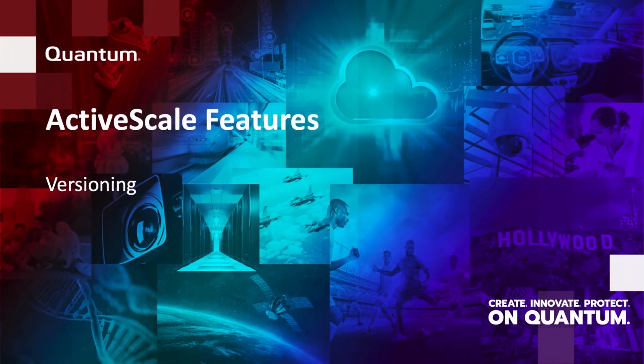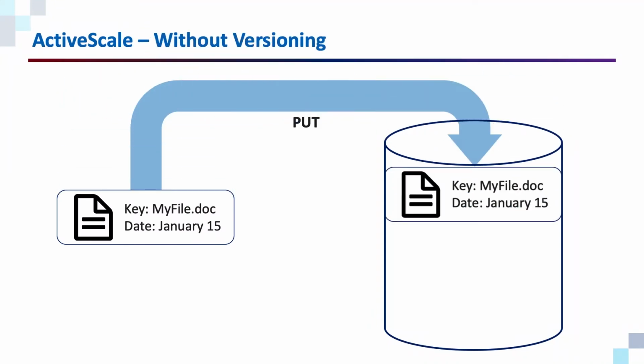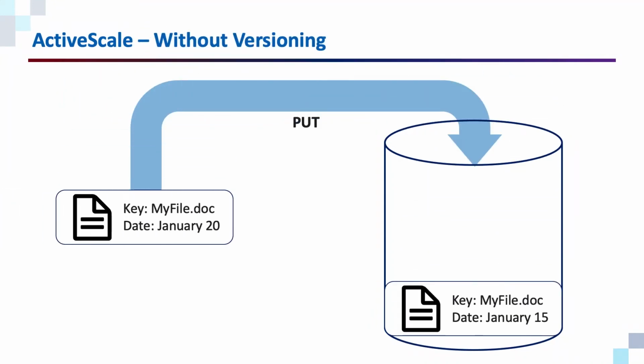In this short video, I'm going to talk about versioning. Versioning is an ActiveScale feature that's intended to protect you against ransomware attacks and unintended user actions such as accidental deletes.